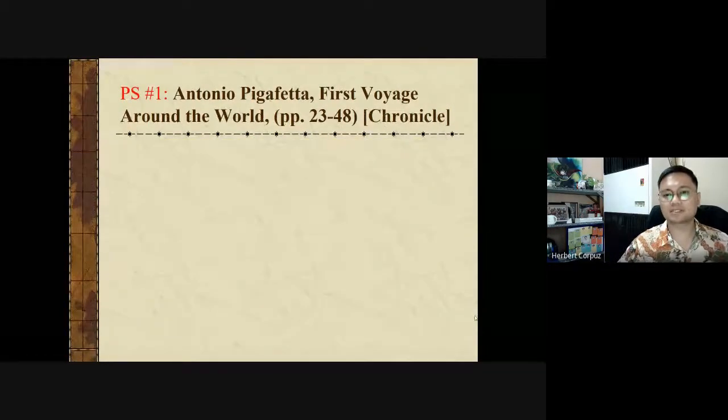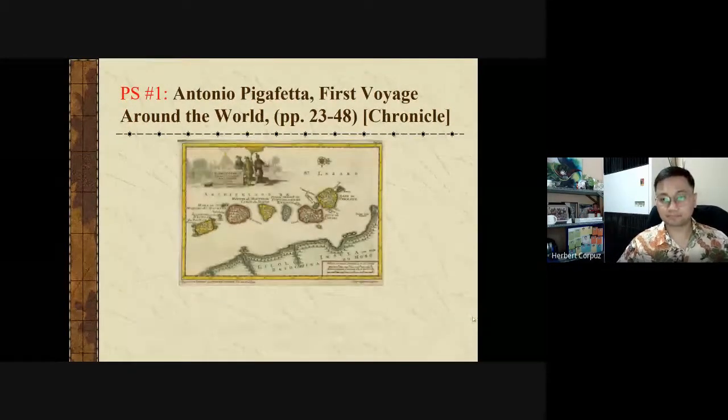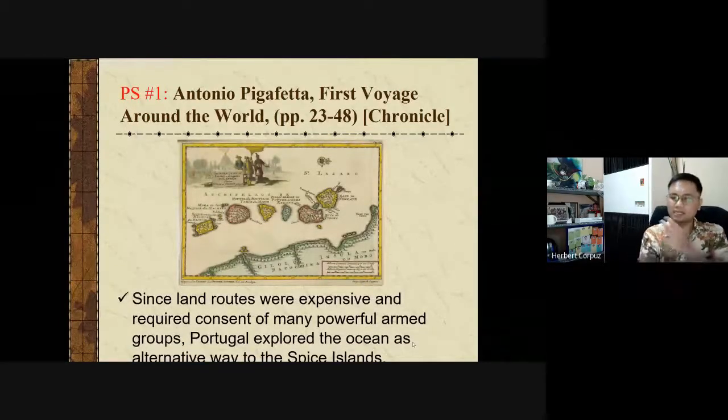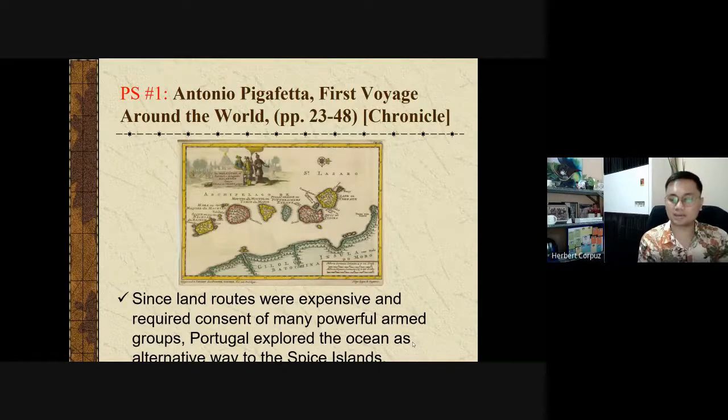Okay, so since land routes were expensive during that time, they do trade of spices using the land routes, as some would mention it. Okay, during that time, but considering that land routes are too expensive, okay, it was that reason why Portugal explored the ocean as an alternative way to the Spice Islands.